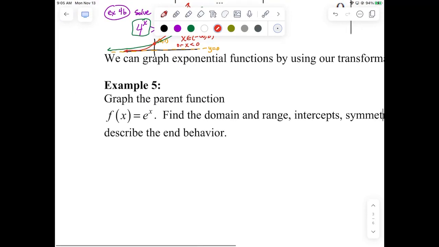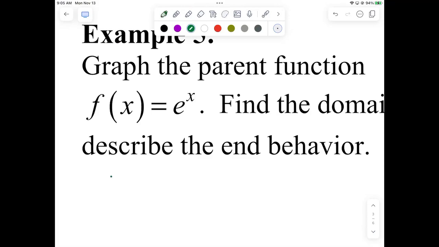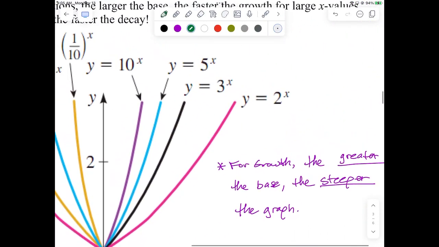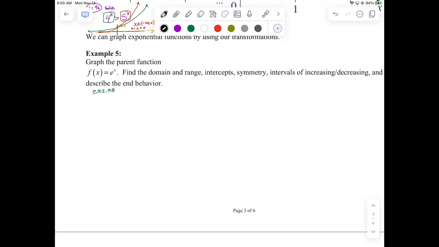Example 5. Graph the parent function. Okay, so e to the x. Y'all remember what e is approximately? 2.718. So 2.7. If you remember it's 2.7, that's good. E to the x would fall somewhere in between these two right here. If you want to look at y equals e to the x, it would fall somewhere in between there. But it's going to become our parent function. So let's go ahead and draw it once by itself.